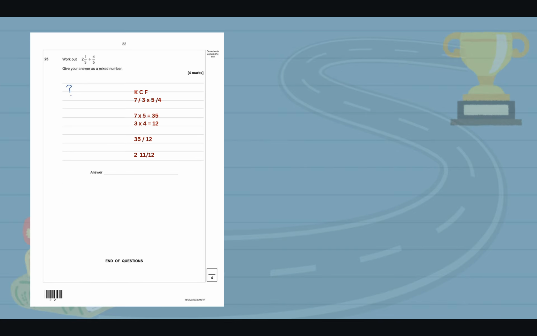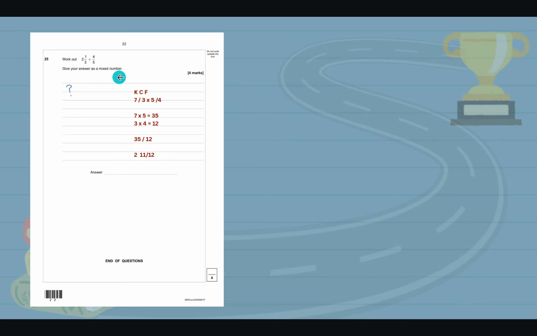Here it says work out 2 1/3 divided by 4 over 5. So we have to do the keep, change, flip method. To work out 2 1/3 as an improper fraction, we do 2 times 3 is 6, 6 add 1 is 7, so we get 7 over 3. Then we change the divide to a multiply, and we flip the 4 over 5 to give us 5 over 4. We then just multiply the numerators and the denominators. So 7 times 5 is 35, 3 times 4 is 12. The answer is then 35 over 12.